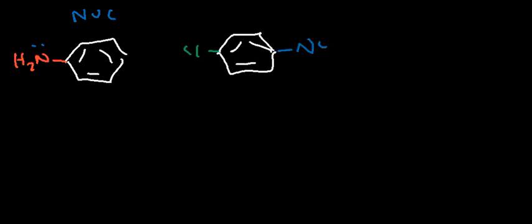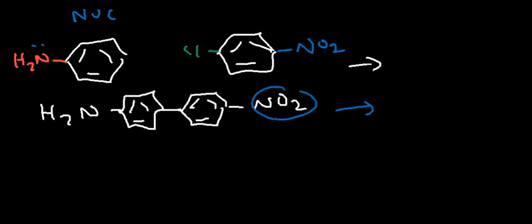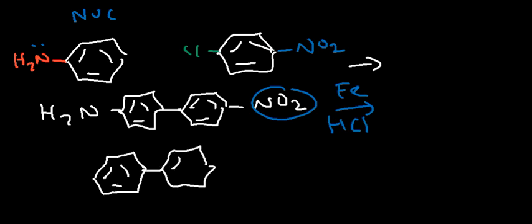And using the same mechanism that we did last time, we're going to get this product. The chlorine's going to leave. So basically, this is a Koch reaction. Now, what we could do next is reduce the NO2 group to an NH2 group using Fe and HCl. So now we have two NH2 groups.